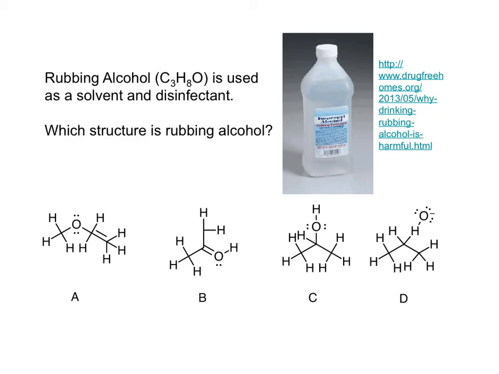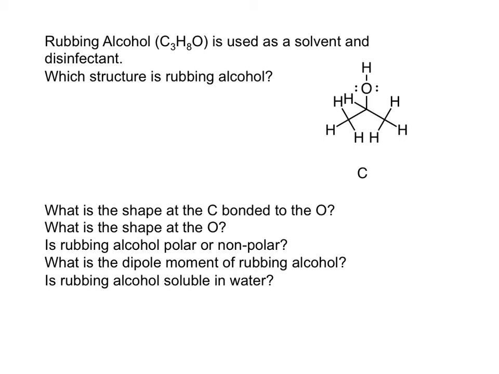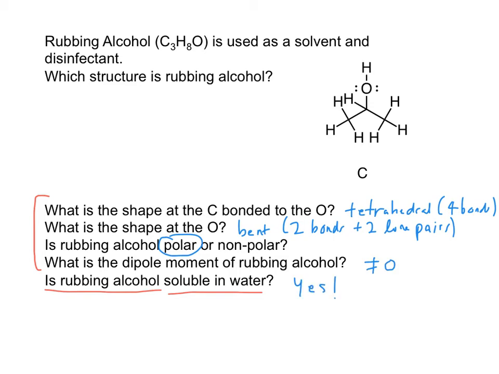You probably have some rubbing alcohol at home. It's used as a solvent and disinfectant. Stop the video and determine which structure is rubbing alcohol. And the answer is, stop the video, go through these steps so we can answer this question. And the answers are, rubbing alcohol is polar. Oxygen has a bent shape, so imagine the H pushing on the O, the C pushing on the O from the other side. The O is going to move.